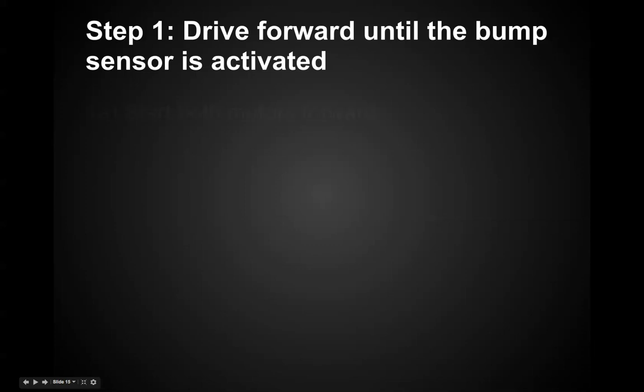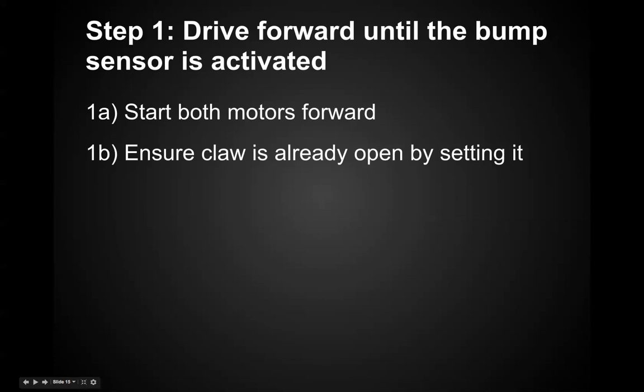This is our pseudocode. 1A, start both motors, motor 0 and motor 1, going forward. That will translate directly into code. Step 1B, ensure the claw is already open by setting it. So this is something that we're going to do with motor 2. And we can say open or set motor 2 to a specific position within our code. And here in our pseudocode, we've started to make sure that that's going to happen.